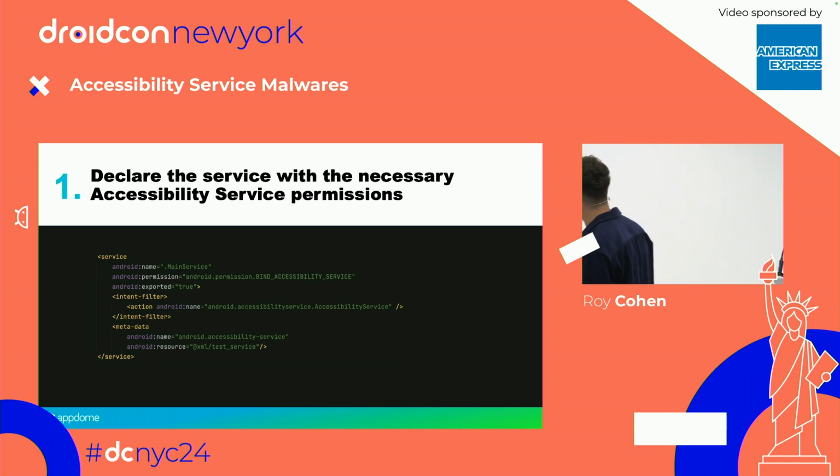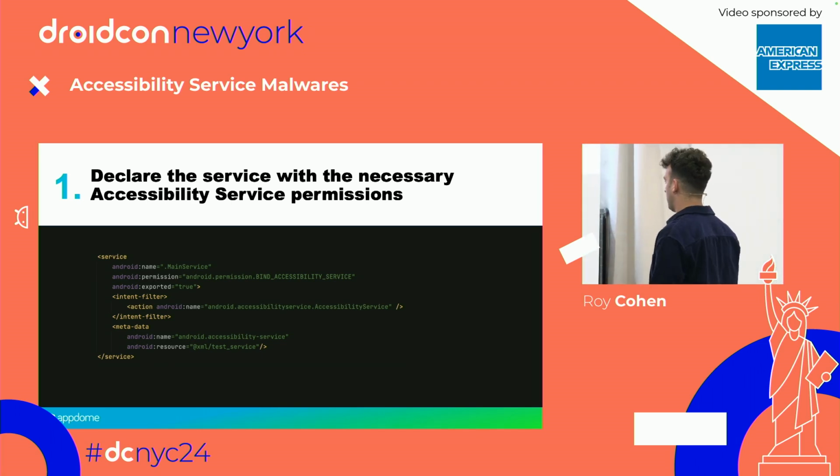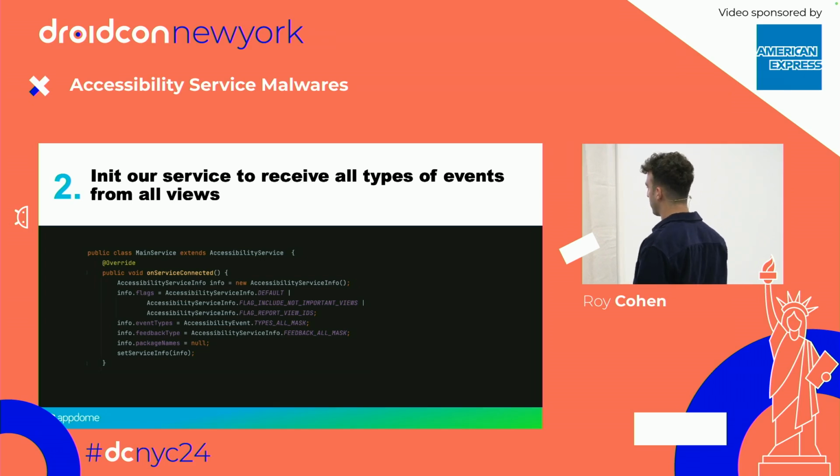All right, so the first thing we'd need to do is, inside our hosting application, we would need to bind the accessibility service permission in it. Next thing would be, I want to start my accessibility service. So on service connected, I'm going to make sure that the info or the permissions I'm asking for are the relevant permissions in order to perform this attack.